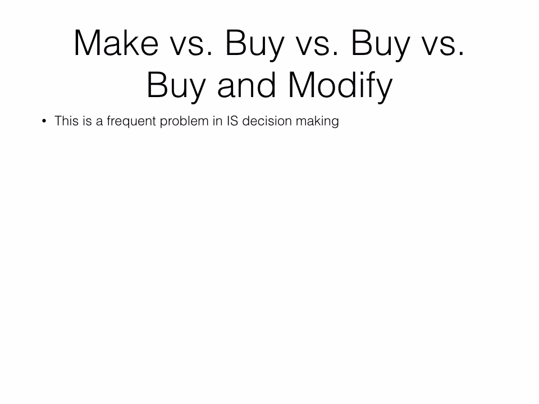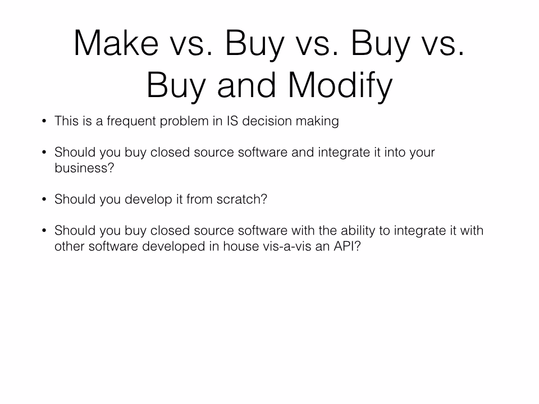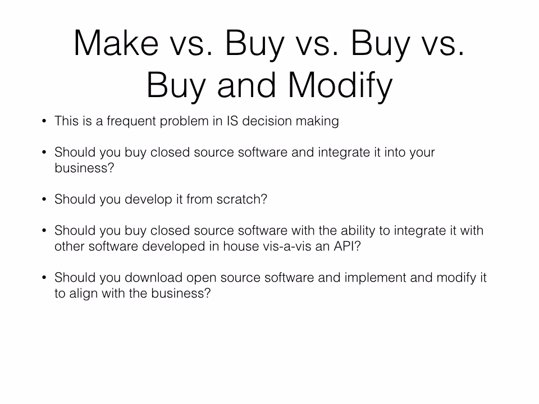Should you buy closed source software and integrate it into your business? Should you develop it from scratch? Or should you buy closed source software with the ability to integrate it with other software developed in-house vis-a-vis an API or application programming interface? Or should you download open source software, implement and modify it to align with your ultimate business problem? What I'm getting at here is there's a number of different ways to skin this cat.